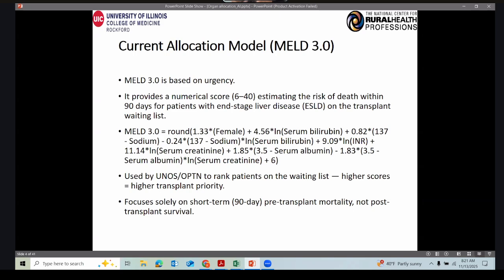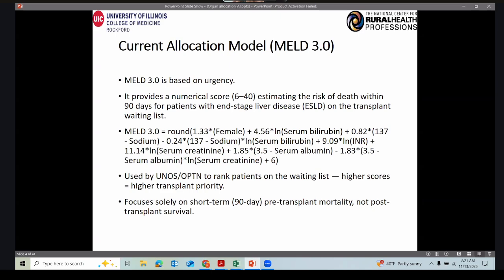Essentially, the MELD 3.0 is the urgency-based scoring system. It gives each patient a numerical score between 6 and 40, estimating their risk of death within the next 90 days if they don't receive the transplantation. The higher the MELD score, the higher the risk, and therefore the higher the patient's priority for receiving the liver.